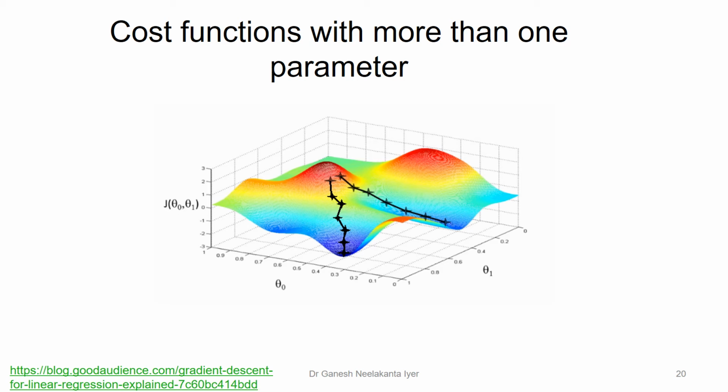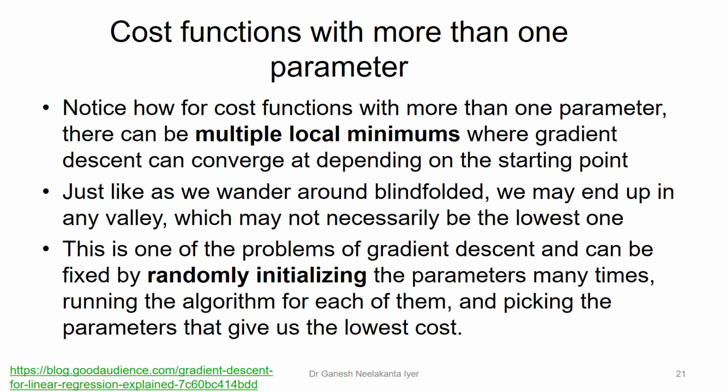Because for functions with more than one parameter, each parameter, if you take it independently, may lead to different minima. So notice how with a cost function with more than one parameter, there can be multiple local minima where gradient descent can converge, depending on the starting point. Just like as we wander around blindfolded, we may end up in any valley which may not necessarily be the lowest one, isn't it?